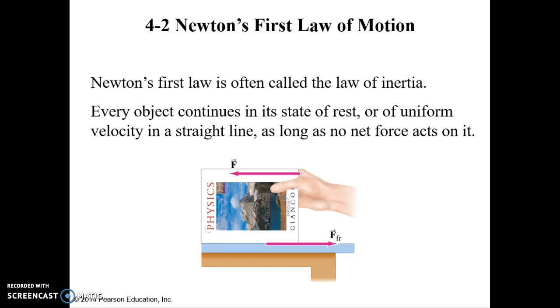The term inertia means resistance to movement. An object won't change its state unless a non-zero net force acts upon it.